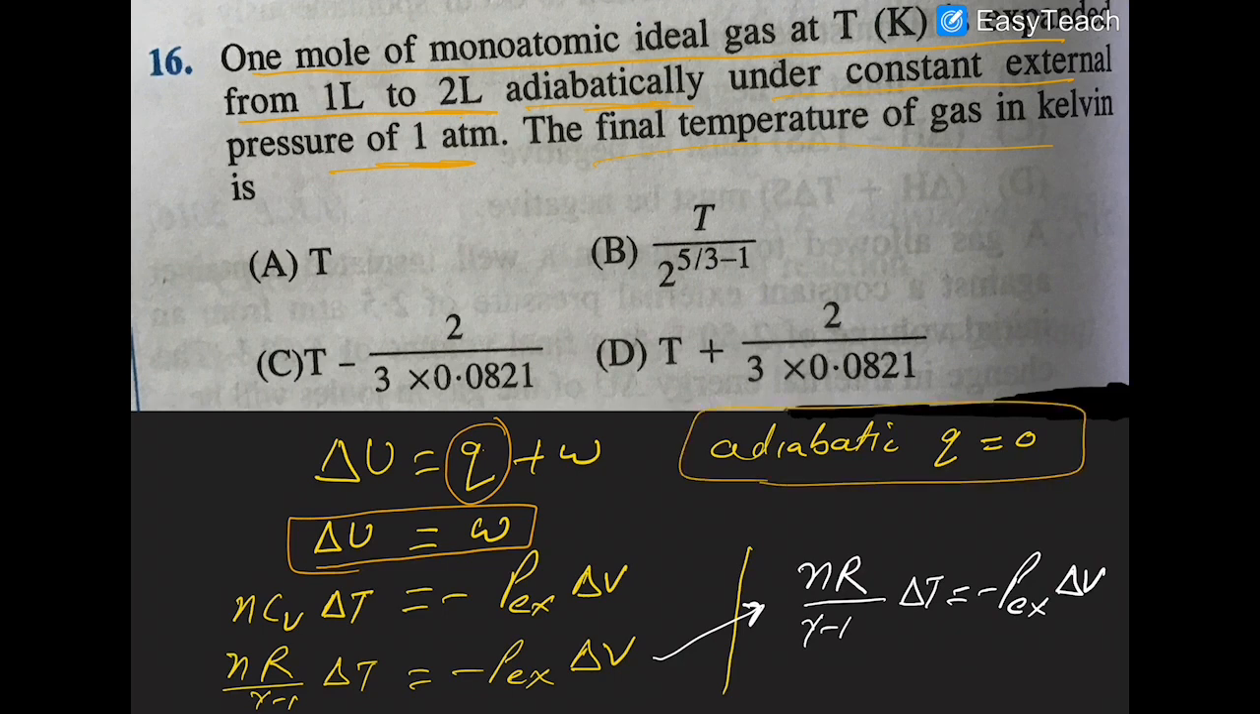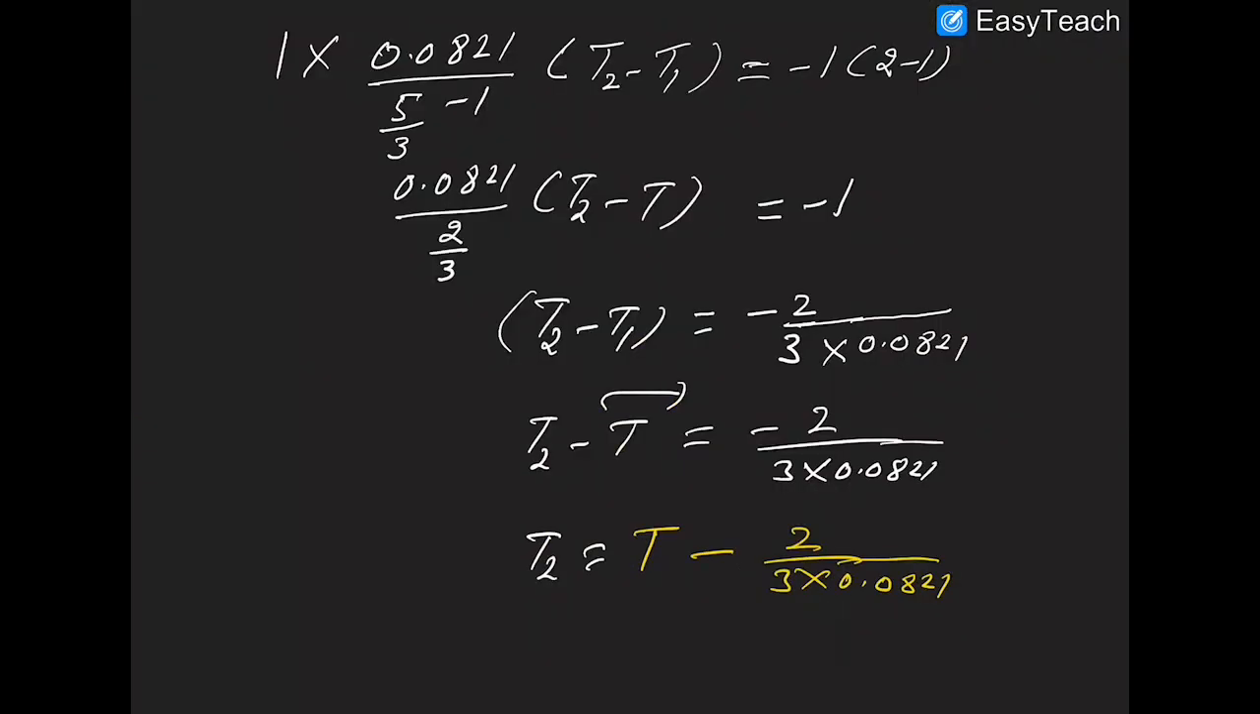Okay, sure about that or not? So delta U is nCv delta T and W is equal to minus P external delta V. In place of Cv, we can write R by gamma minus 1, we already told you. So R by gamma minus 1 into delta T equals minus P external delta V. After that, we will just put all those values here. This is the value of R, this is the value of gamma. When you solve that, P external comes out to be 1, and delta V is 2 minus 1, which comes out to be 1.